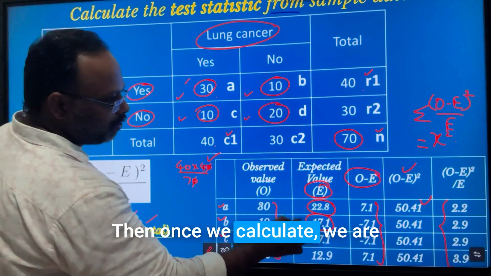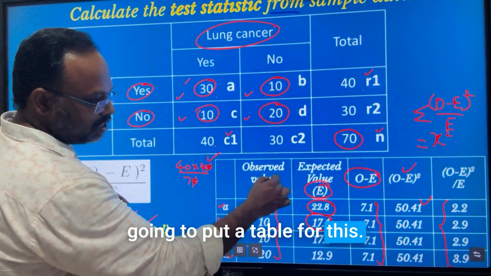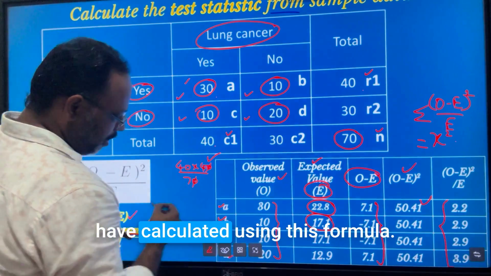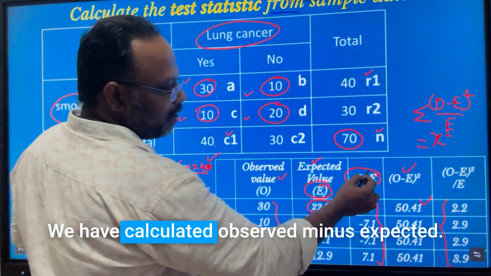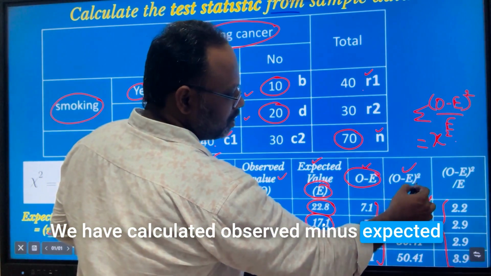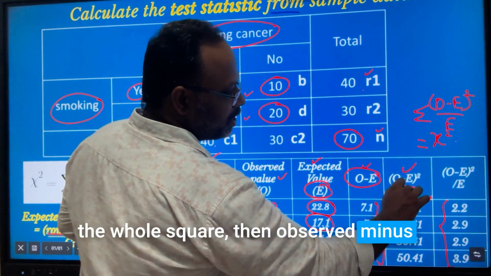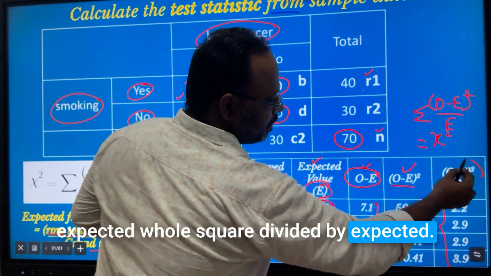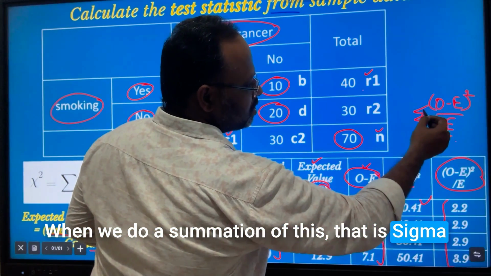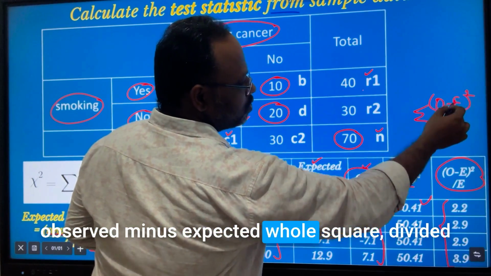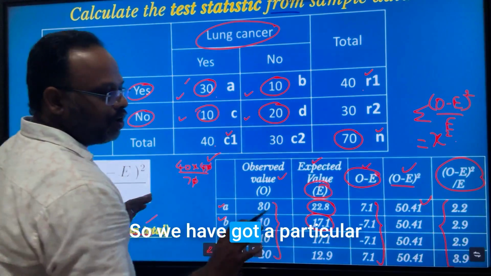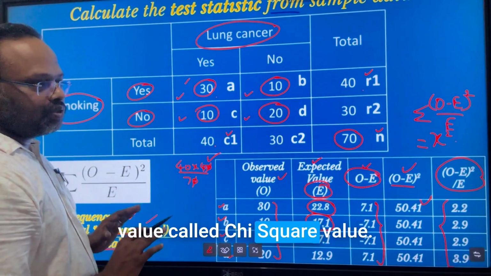Then once we calculate it, we are going to put a table for this. This is the observed value, this is the expected value we have calculated using this formula. We have calculated observed minus expected, observed minus expected the whole square, then observed minus expected whole square divided by expected. When we do a summation of this, that is sigma observed minus expected whole square divided by expected, it will be the chi-square value. So we have got a particular value called the chi-square value.